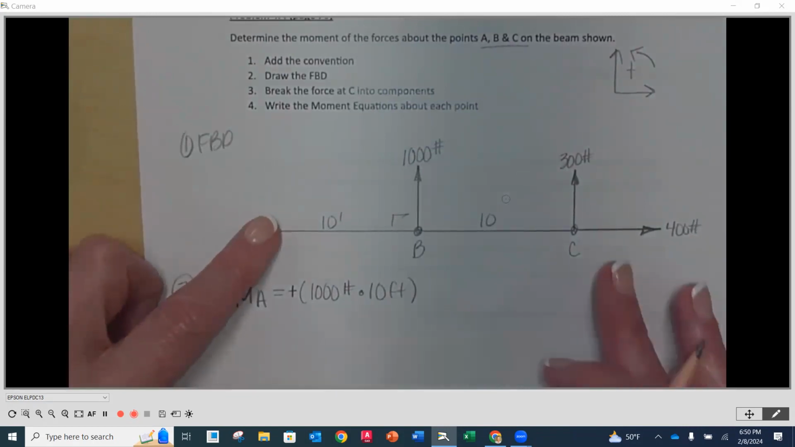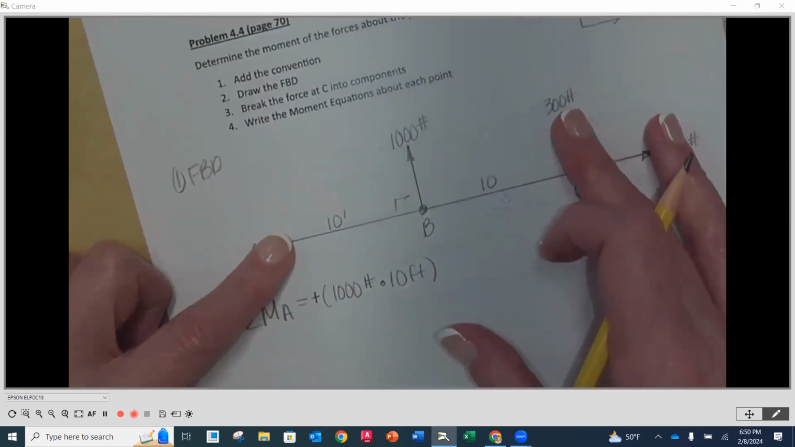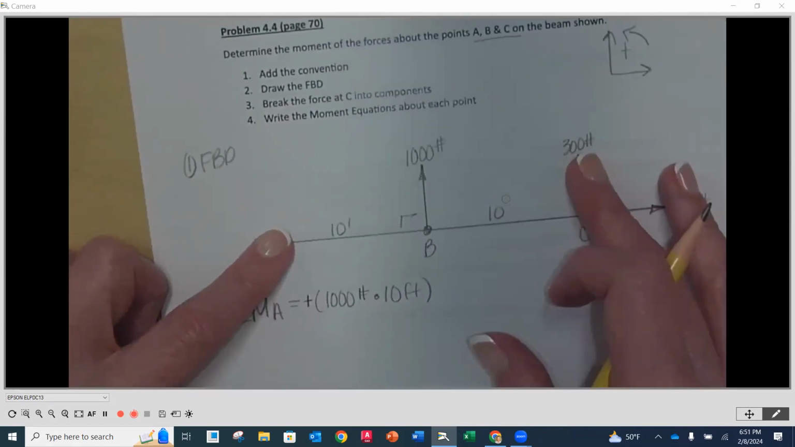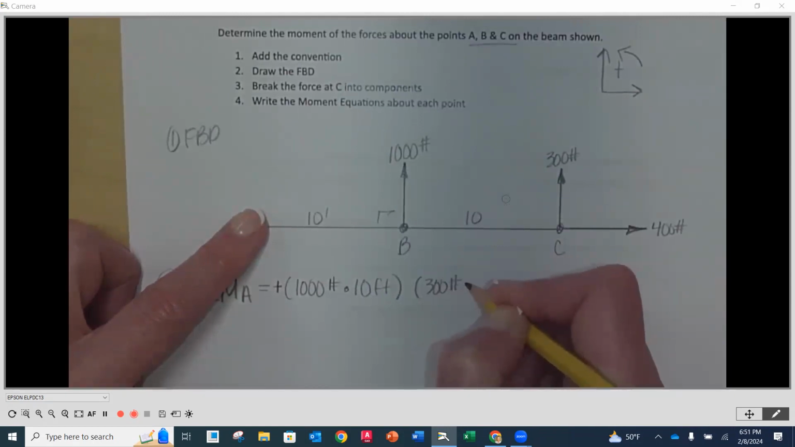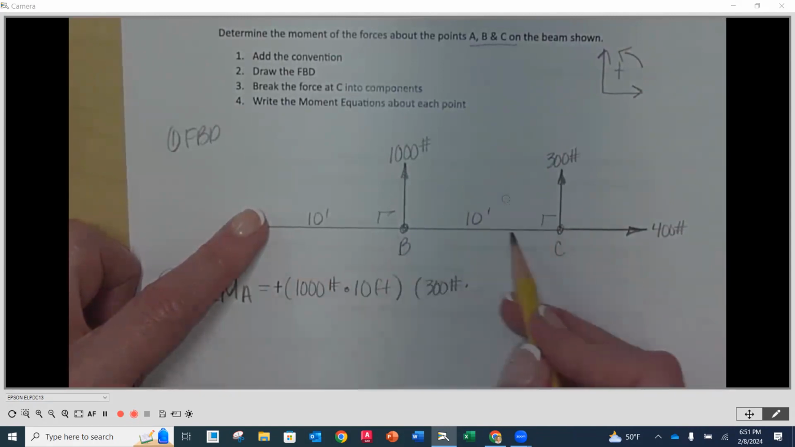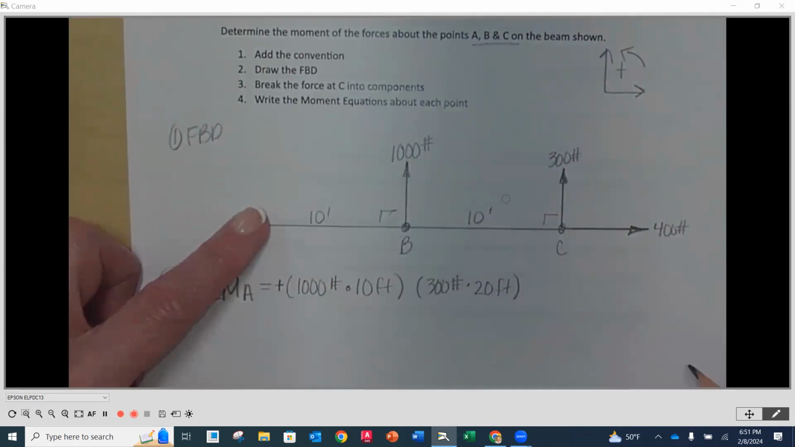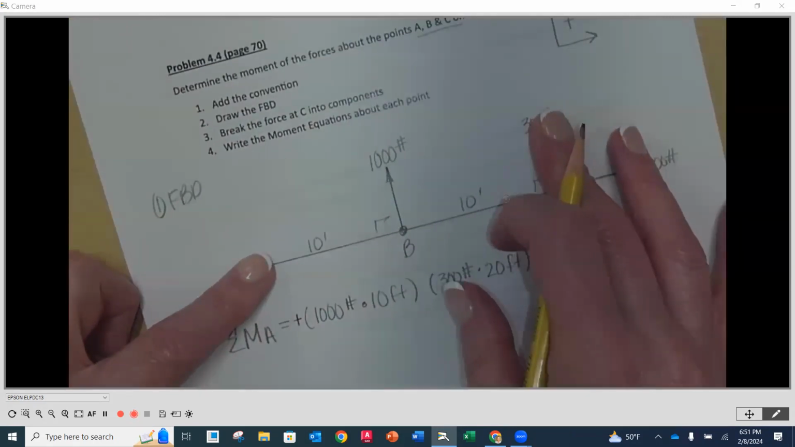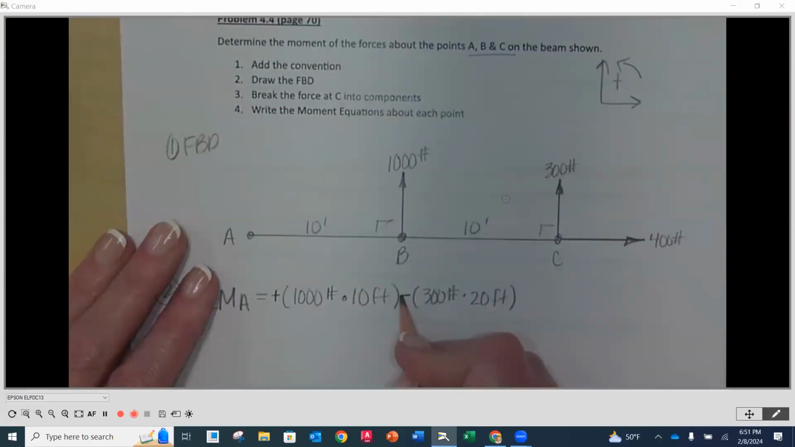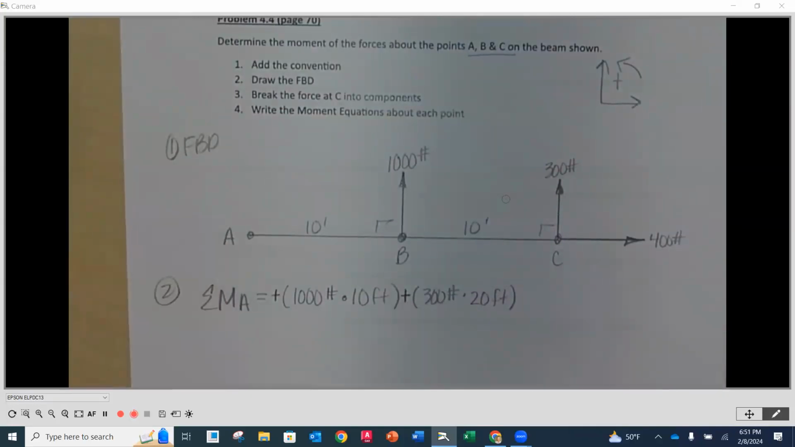Keep my finger on A and I'm going to pull in the direction of the 300-pound force. That's also causing rotation. So 300 pounds times perpendicular distance is going to be 20 feet. If I look at the direction of the rotation, it's also going to go counterclockwise. So we're going to go positive out front.